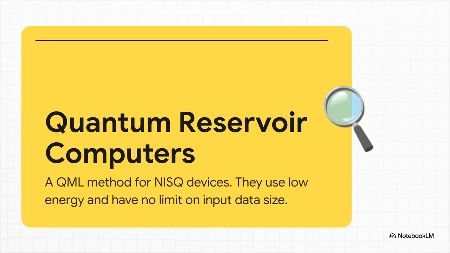So what to do? Well, some really smart researchers came up with a new approach. Instead of trying to build a perfectly silent room for that microphone, they designed a system that's good at picking out the signal from the noise. It's called a Quantum Reservoir Computer, or a QRC. It's a type of QML built specifically to work on these messy, error-prone machines we have right now. It's almost like it's designed to thrive in a little bit of chaos.